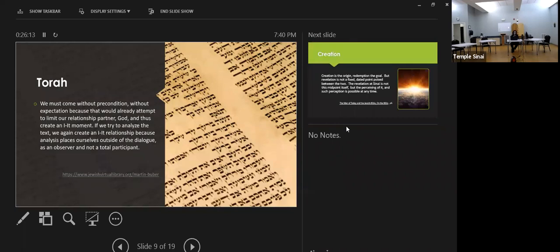This comes from a great source, the Jewish Virtual Library, on Martin Buber, who wrote, "We must come without precondition, without expectation, because that would already attempt to limit our relationship partner, God, and thus create an I-it moment." That's what we're talking about. If we try to analyze the Torah text, we again create an I-it relationship, because analysis places ourselves outside of the dialogue as an observer and not as a total participant.